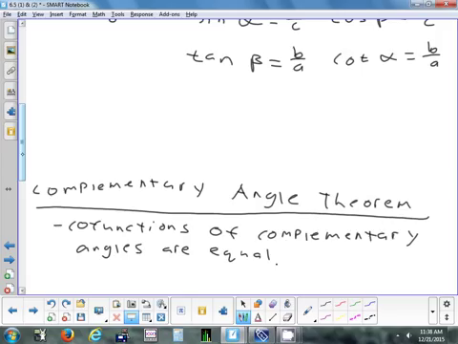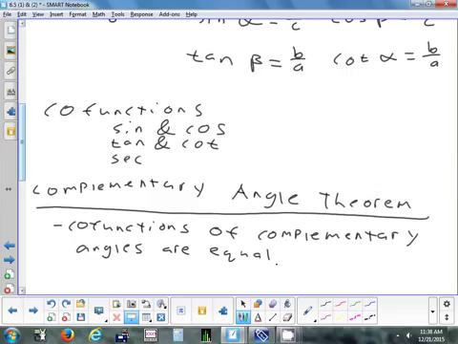Your cofunctions are things like sine, cosine, tangent, cotangent, secant, cosecant. It's a different way to pair trig functions up. We've always paired them up as reciprocals. You flip one to get the other. Here, you're just saying a trig function, and then putting the word co in front of it. So as long as you have cofunctions and complementary angles, they will come out exactly the same.